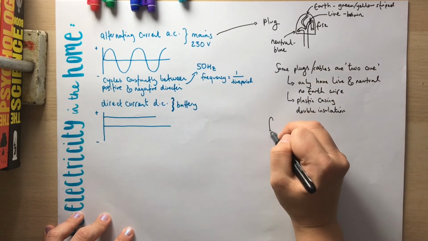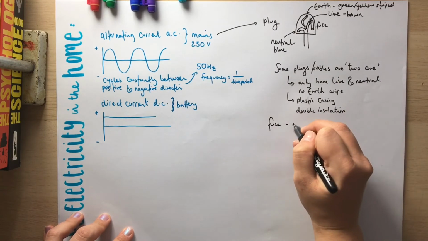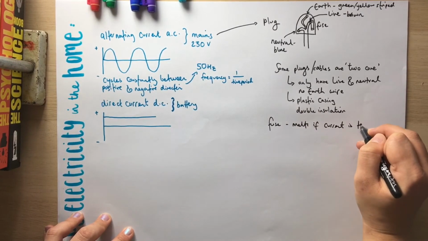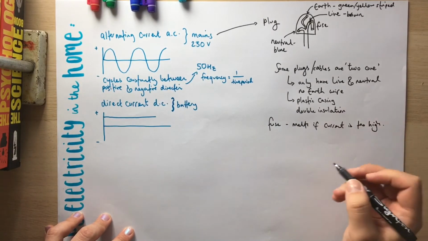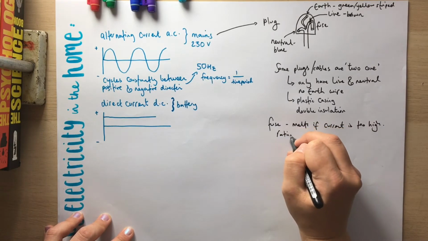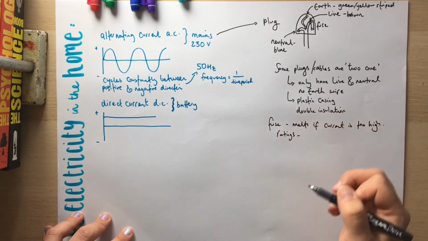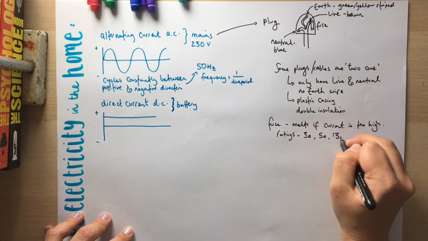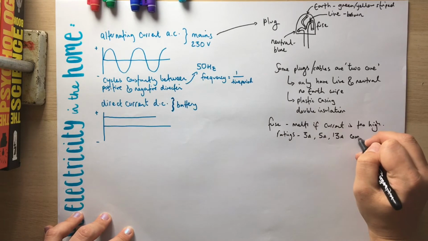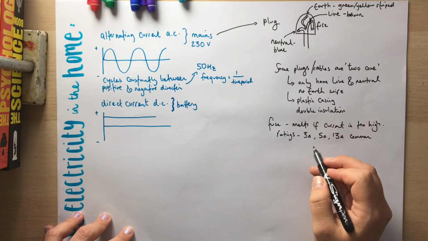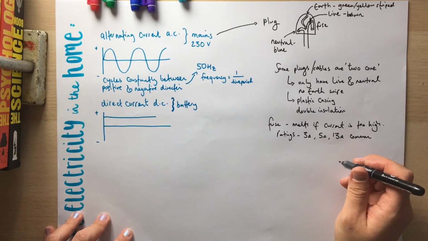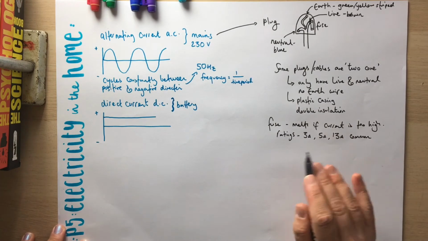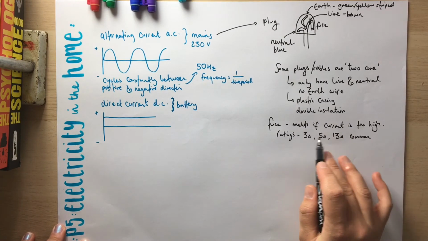Okay, so the job of a fuse is that it melts if the current gets too high. So therefore they have ratings in terms of amps. So you might get a 3 amp fuse, maybe a 5 amp fuse, 13 amps. They are the most common. You could be asked to choose an appropriate fuse to put into something. And basically the fuse rating needs to be higher than the normal current, but not too high.